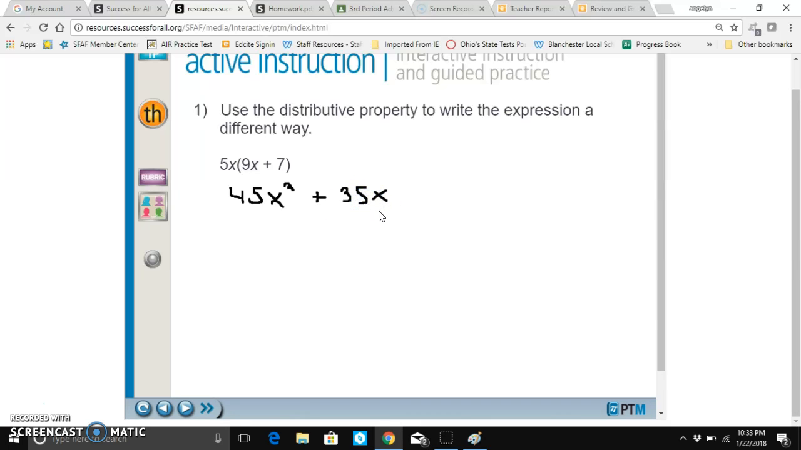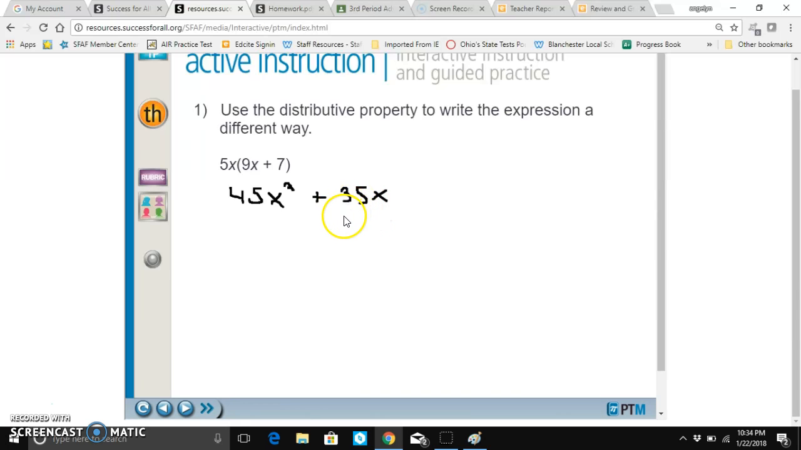So as a recap, that was yesterday. 5x times 9x plus 7 cannot be simplified because you cannot add a constant with a coefficient with a variable. Now this math problem is equal to this math problem due to the distributive property. And if you try to simplify it more, you cannot add x squared with x's.